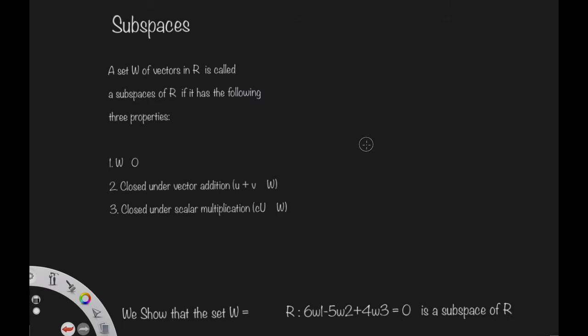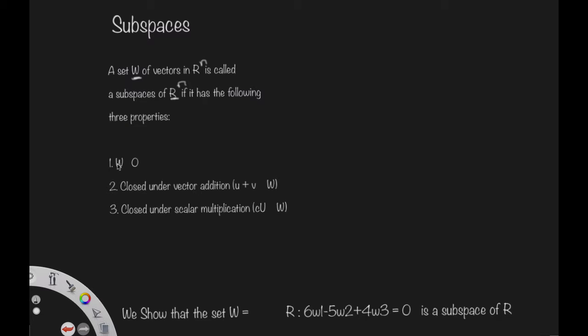Now we learn about subspace. I have right here the definition of subspace. A subspace is a set W of vectors in Rn, where Rn is the vector with n-tuples, and it's called a subspace of Rn if it follows only three properties.